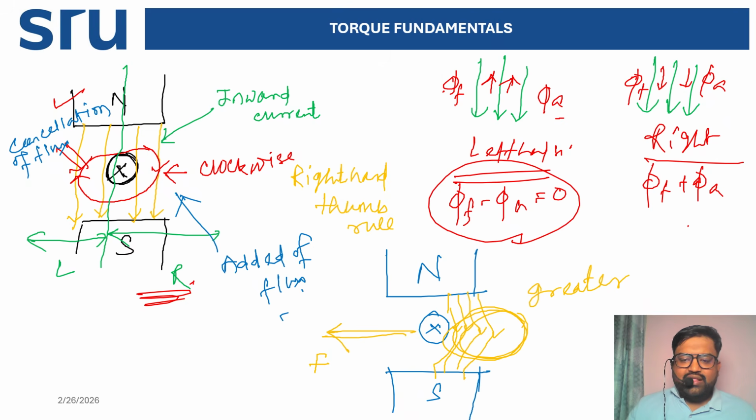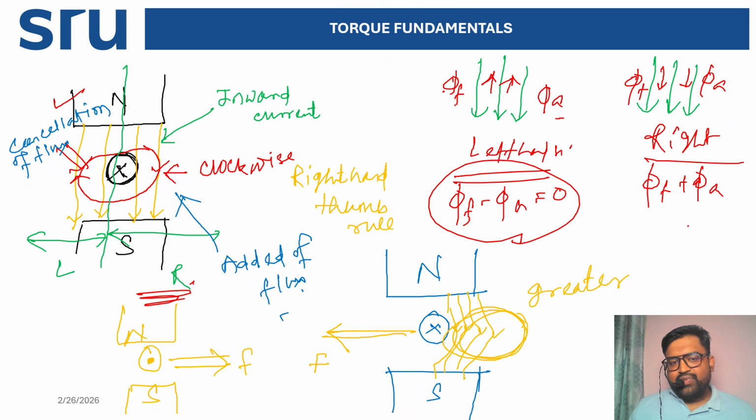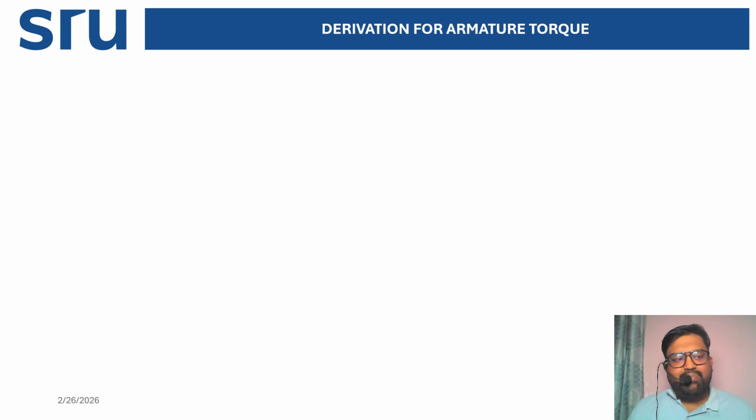We are discussing a single conductor. Similarly, if the current direction is outward, with a north pole and a south pole and the current outward dot, the force will be in the opposite direction. We will explain the same concept when we explain the complete armature. Now take an example of a complete armature, then you will understand.